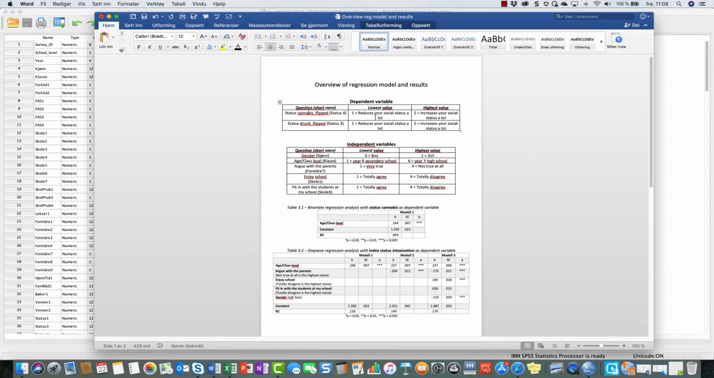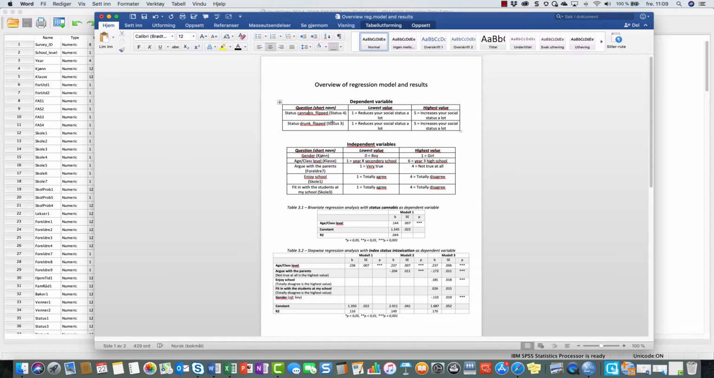So now, in the initial variable, the value 5 was that it reduced your social status a lot, and 1 was that it increased your social status a lot. But the interpretation is kind of hard to get then, so I flipped it, and so now those who have a high value on my first dependent variable say that it increases your social status a lot to smoke cannabis.